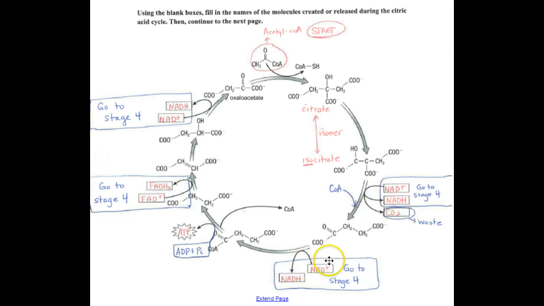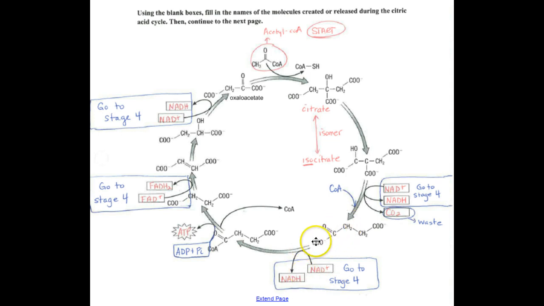Again, you're going to notice that each of these are the same thing. We're reducing NAD to NADH, we're reducing FAD to FADH2, and we are reducing again here. And each time, the products of those, so the NADHs, are actually all going to go to stage 4. So you might want to add that to your notes as well. They are produced here, but they play a bigger role in the final stages.